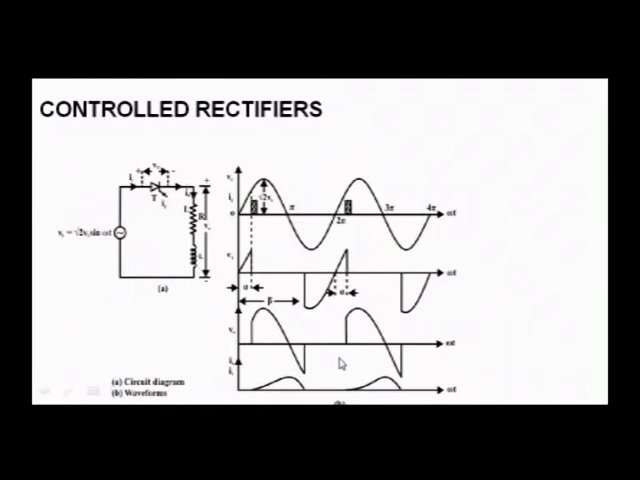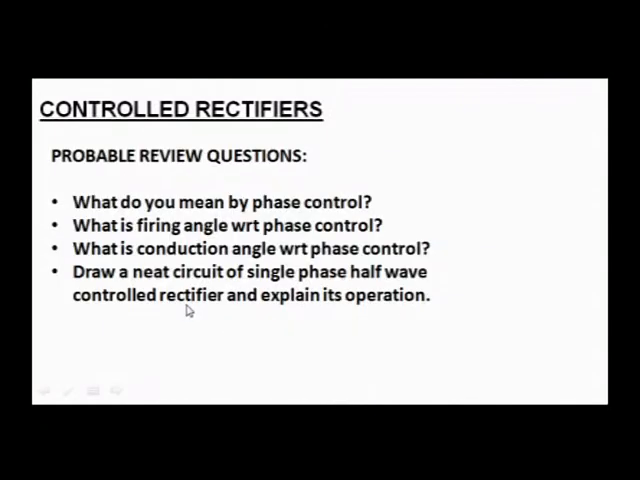This is the RL load, just for your information, to understand and analyze. The amount of ripple is decreased, and a flatter, more constant DC output voltage is obtained whenever I connect an RL load.